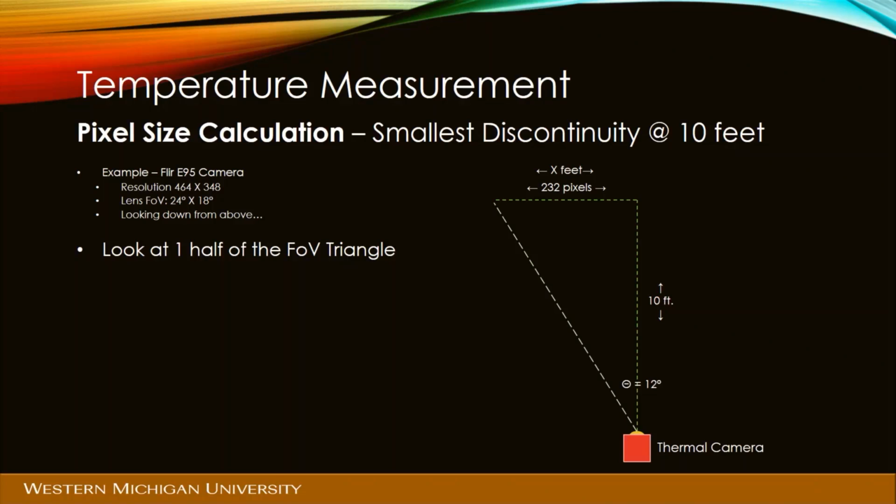She was fun. Interesting. So anyways, looking at halfway, we make a right triangle. So we're trying to figure out our smallest discontinuity. Basically, what is 3 pixels wide, right? So a 3 by 3 square is the minimum area we need to have. So how many is that? So half the pixels is 232 pixels wide. It's still 10 feet away, but our angle now, the theta angle, is only 12 degrees instead of 24, because we're only using half.